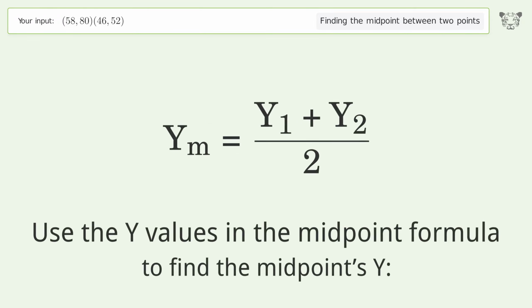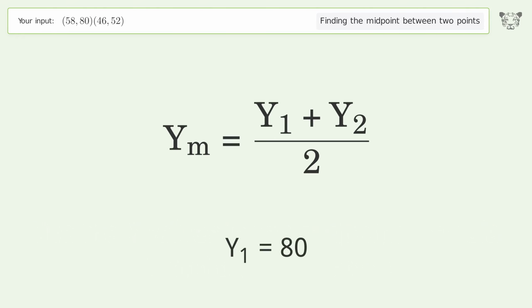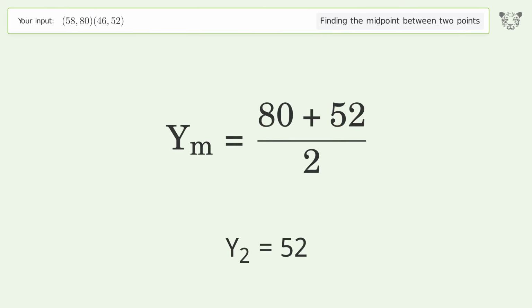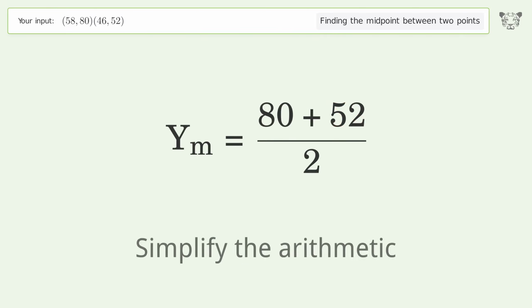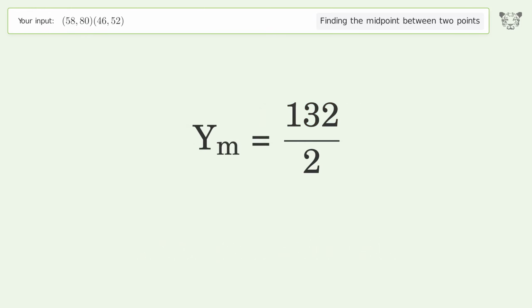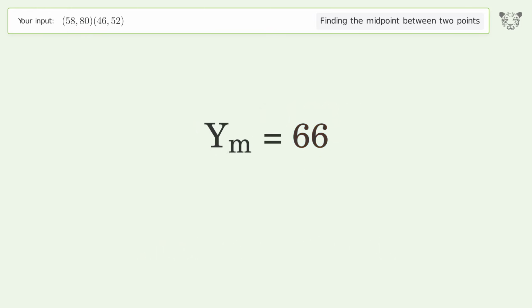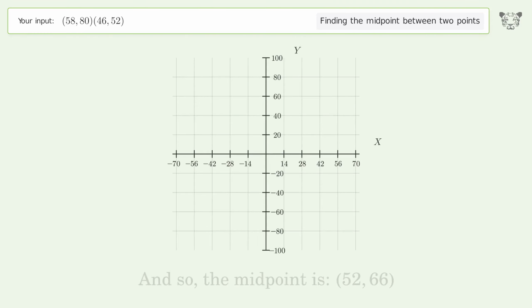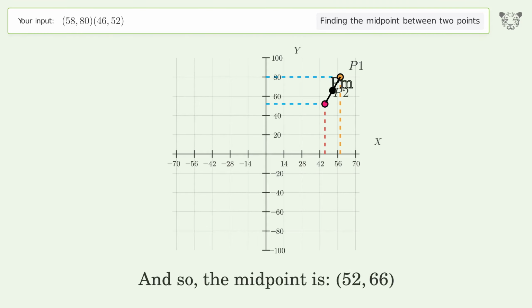Use the y values in the midpoint formula to find the midpoint's y. y1 equals 80. y2 equals 52. Simplify the arithmetic. And so, the midpoint is 52,66.